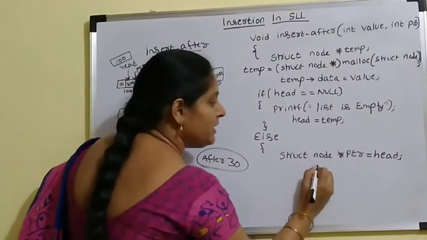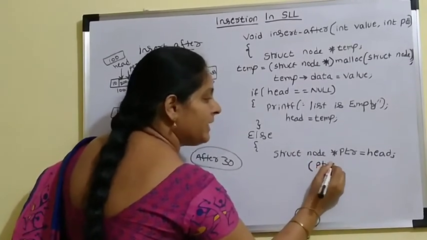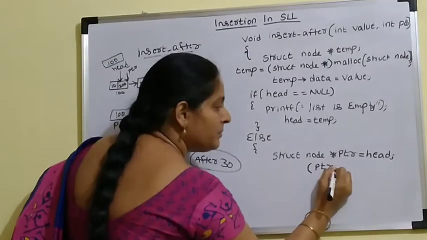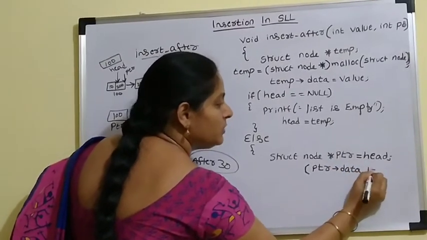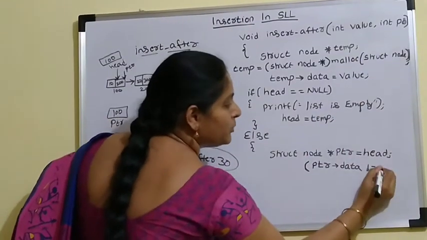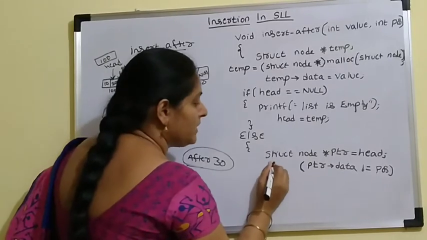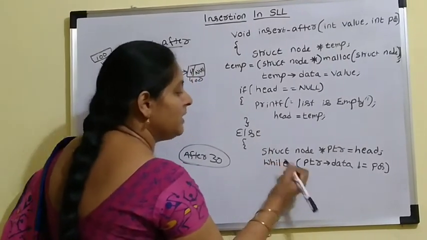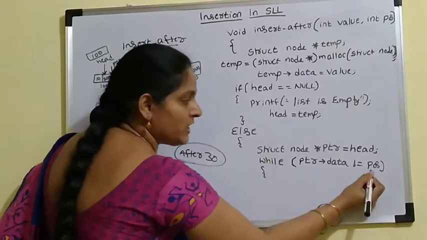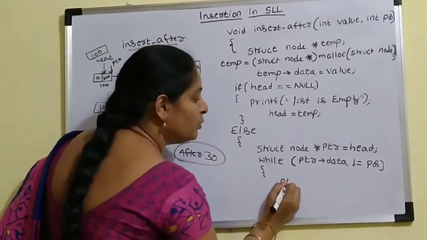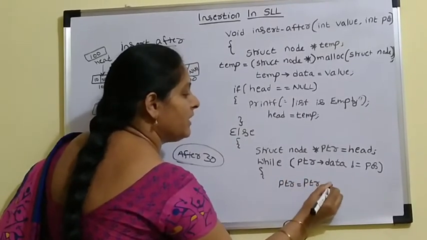So here the condition is ptr data we are comparing. ptr data is not equal to our position. Here position is 30. Okay, this loop will continue until you find the position. So while ptr data is not equal to position, what we need to do? Move the ptr to the next position. ptr next.